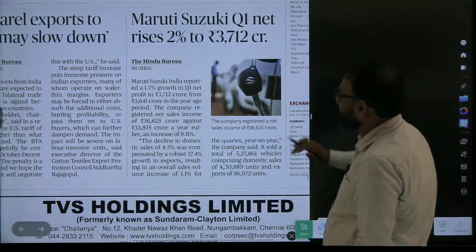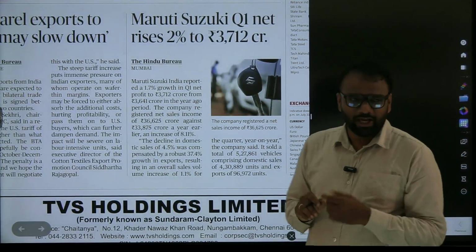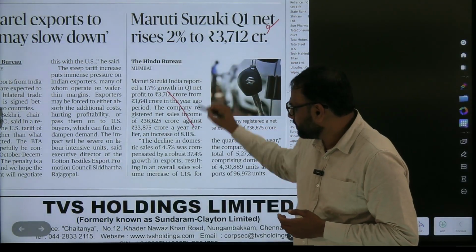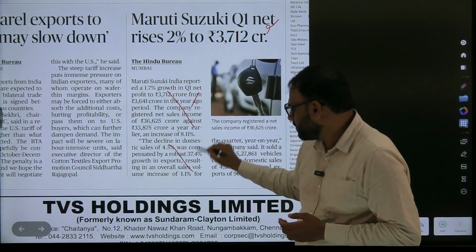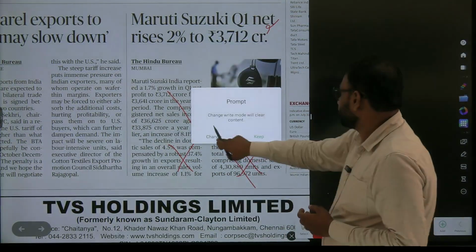Maruti Suzuki Q1 net rises to 2%. Now you should tell whether it is important or not. Okay, not important. Still I'll scan it. Okay, not important.